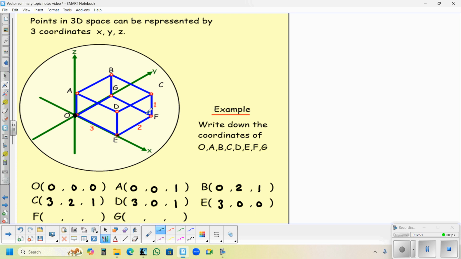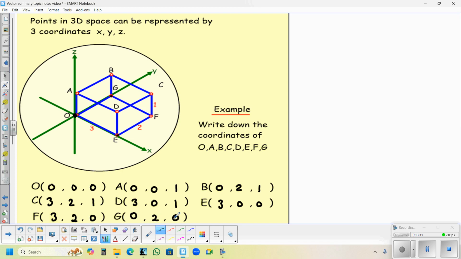Point F. Point F is sitting down there at the bottom of the cuboid. So we have to find our path going across the x, y, and z. So we'll go across 3 on the x, we go 2 on the y, but we don't need to go up any. So it is 3, 2, and 0. Point G. Point G is sitting at the back of this cuboid. So we start at the x-axis. We don't go across any in the x, but we go along 2 in the y, and we don't need to go up and down. So it's going to be 0, 2, and 0.